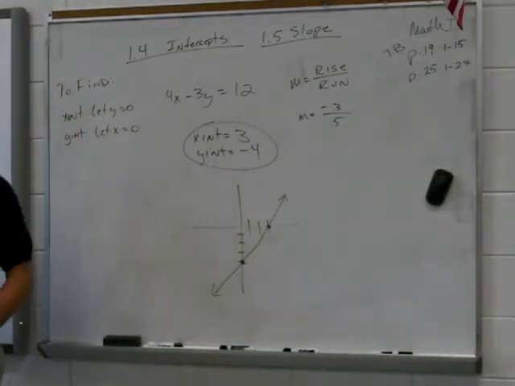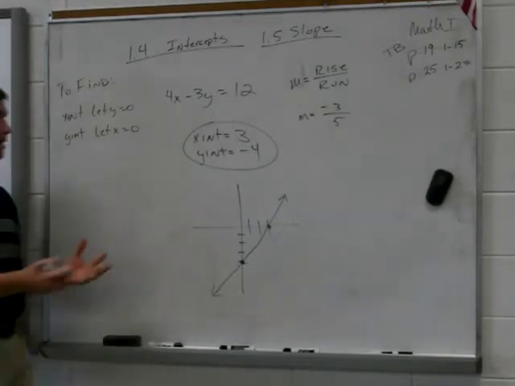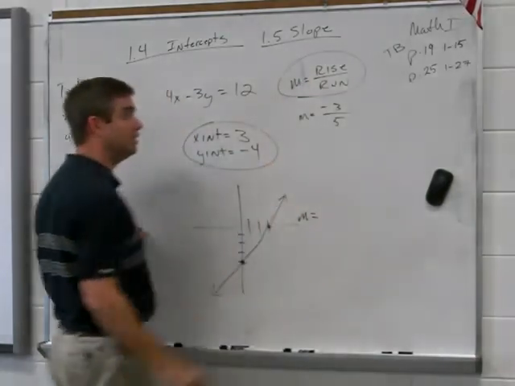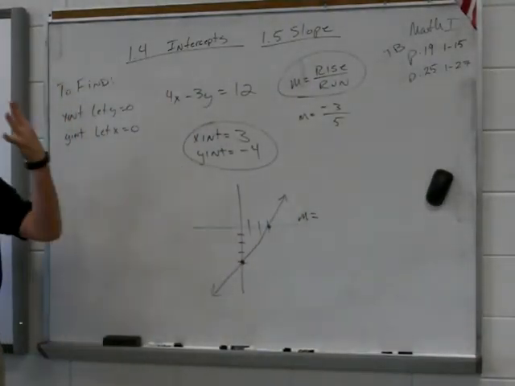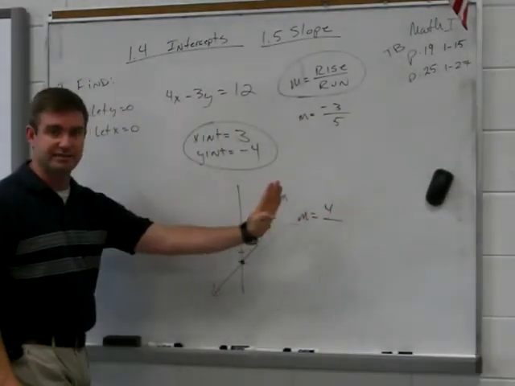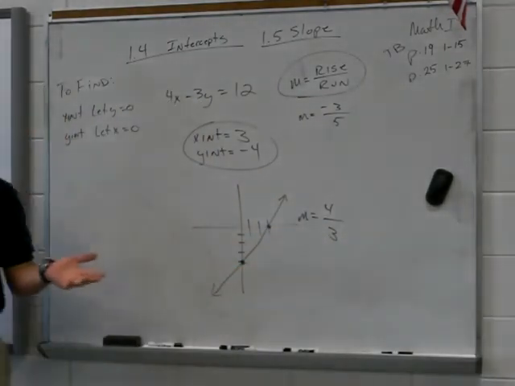Looking at the line, what kind of slope does it have in general? Positive. A positive slope. You should be able to identify that just by looking. Okay? What about specifically? If I use rise over run, what would the slope be? How far do I rise? 4. Right? I rise 4. How far do I run? Positive 3. So the slope would be 4 over 3. We knew it was positive by looking at it.